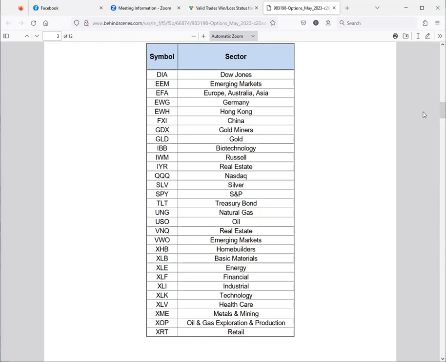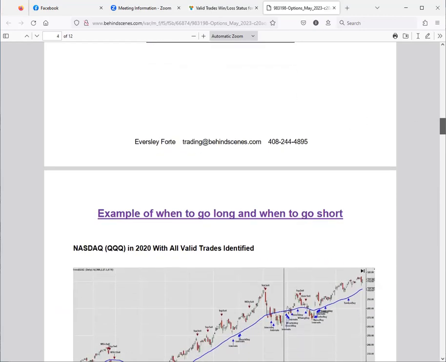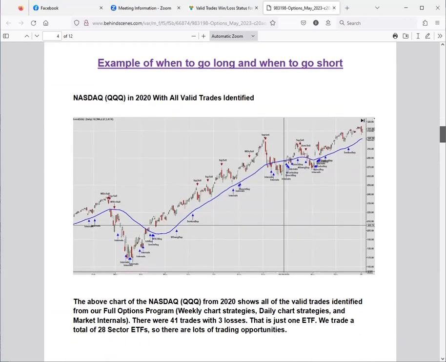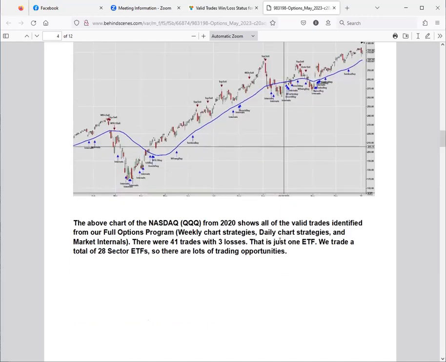Scrolling down a little bit. I put this together a couple of years ago, and it's also on the homepage on our website. This is a picture of the Qs from 2020, and I identified with arrows each one of our valid trades for the year. It came out to 41 trades and 3 losses. That's 90-something percent wins.